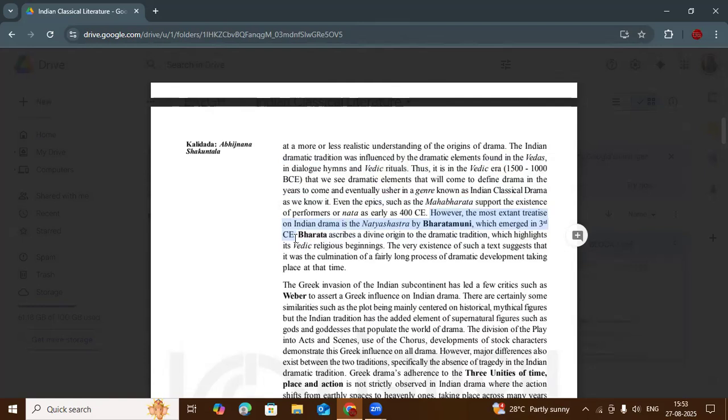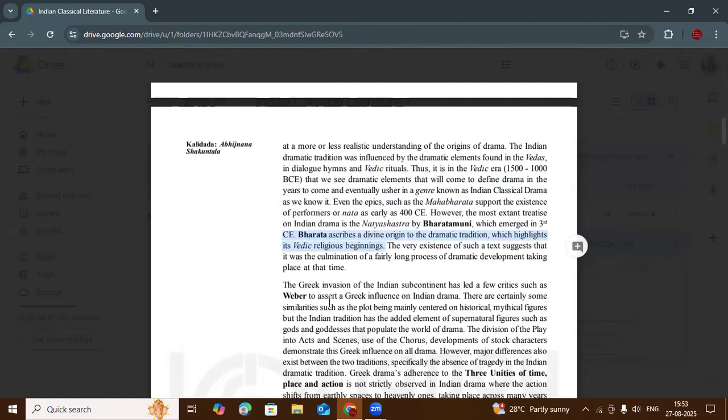Bharata ascribes a divine origin to the dramatic tradition, which highlights its Vedic religious beginnings. So, what is Bharata telling? According to Bharata, drama was not man-made but of divine origin, a gift from gods.